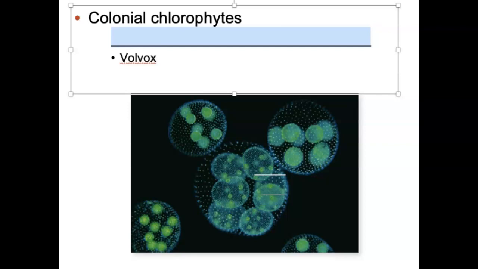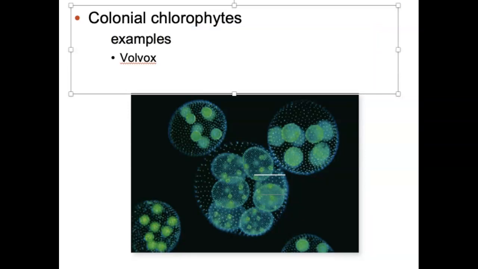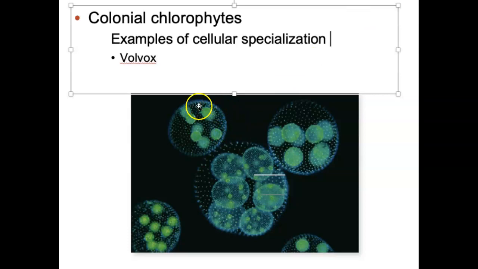Okay, so the way this works, the colonial chlorophytes, these guys are examples of cellular specialization. So it's interesting that within Volvox, different cells take on different roles here. You have the daughter cells, you have the structural cells, but they still are not considered a multicellular organism.